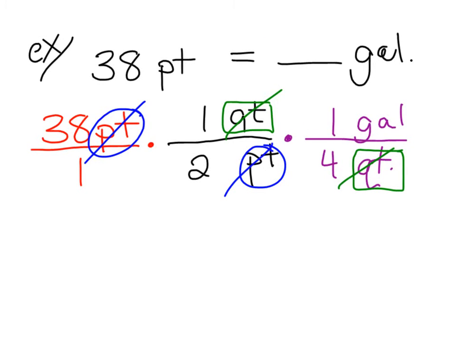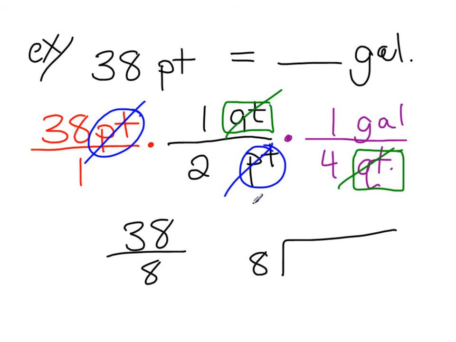So let's go ahead and multiply straight across. 38 times 1 is still 38. 1 times 2 times 4 is 8. And let's go ahead and divide 8 into 38. You could reduce ahead of time if you wanted to. This is actually one of the few times where I just multiplied straight across. It didn't feel like it was worth the effort to start canceling and then have to do the long division anyways. But you decide, okay?